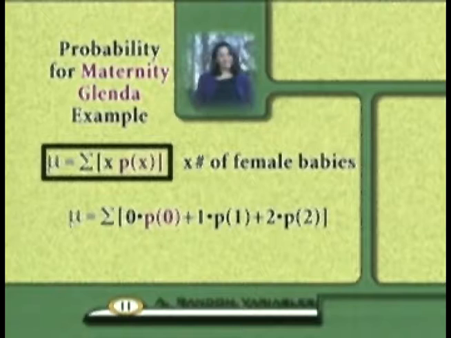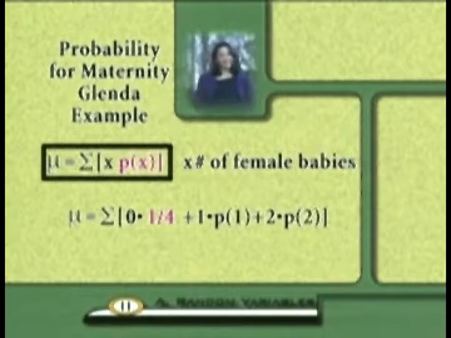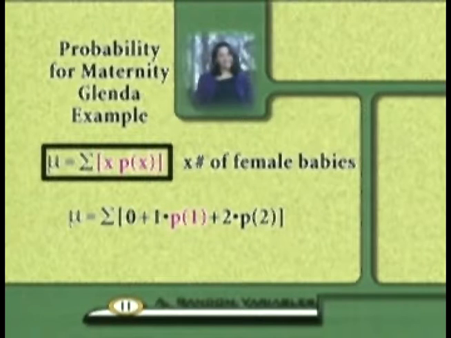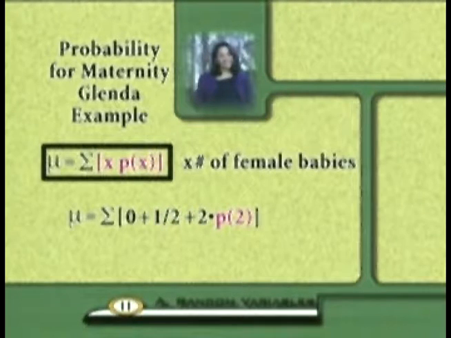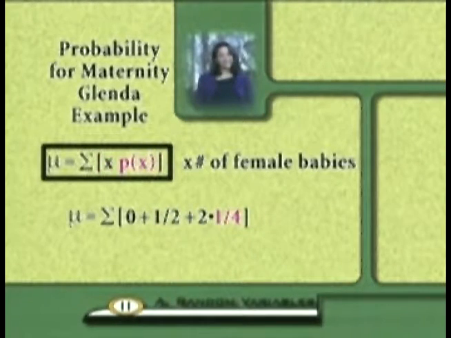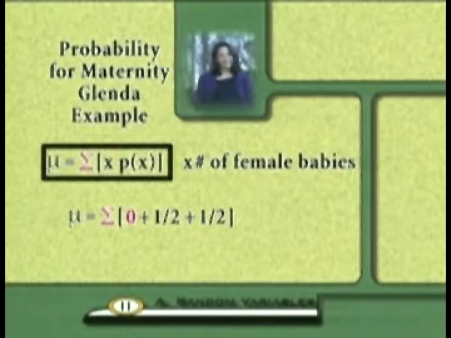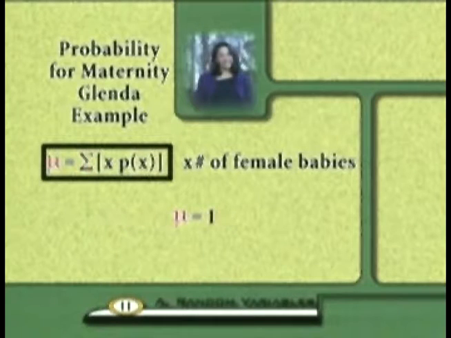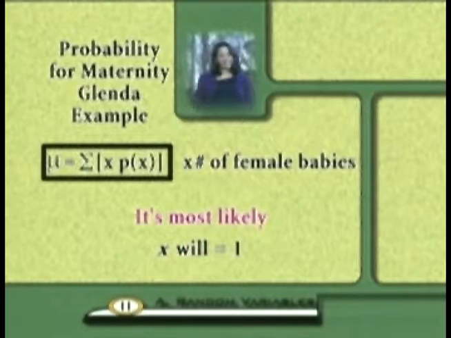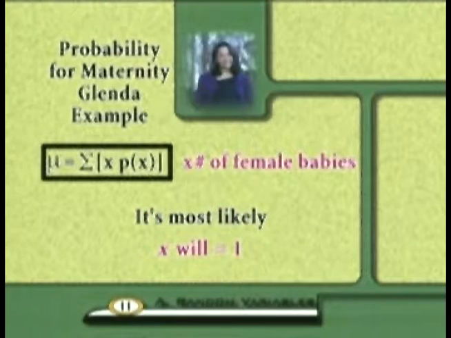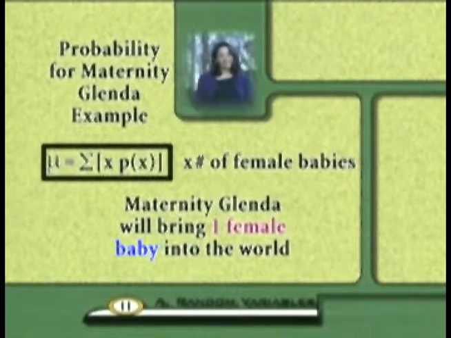The probability of 0 female babies is 1/4. Multiply 0 by 1/4 and you get 0. The probability of 1 female baby is 1/2. Multiply 1 by 1/2 and you get 1/2. And the probability of 2 female babies is 1/4. Multiply 2 by 1/4 and you get 1/2. Total up 0, 1/2, and 1/2, and we see that the mean or expected value for x is 1. So we can say that it's most likely that x will equal 1, and Maternity Glenda will bring 1 female baby into the world.